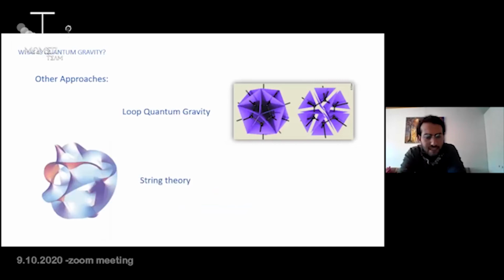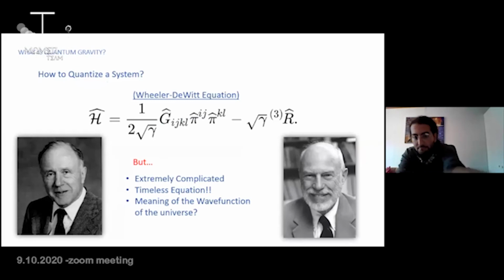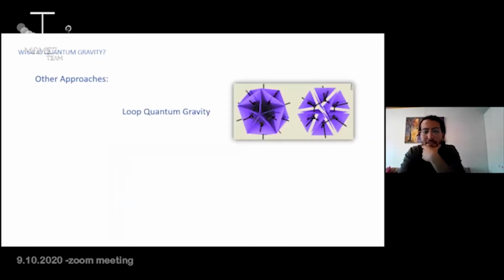Loop quantum gravity, string theory, or holographic principle, and so many other attempts. But you really have to start from somewhere. Personally, as Einstein's theory is very strong, why don't we start from it and try to quantize it somehow? So it's a promising attempt, but as I said, it's very difficult. You reach something which is extremely complicated, so you have to really make sense of it. No one has been able to do so. This has been there for like 15 centuries, and no one was able to decode what it means.